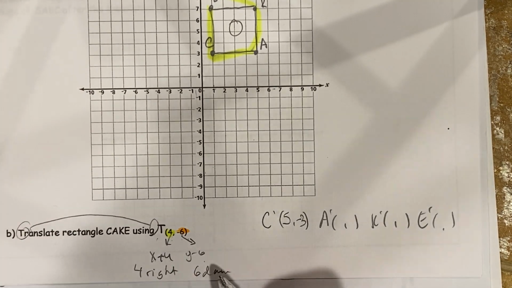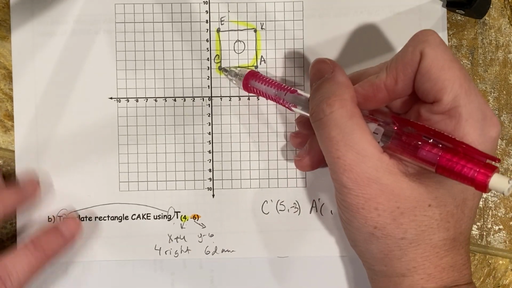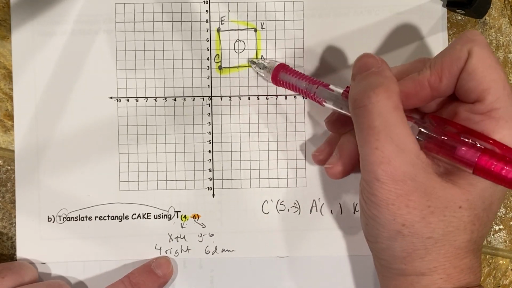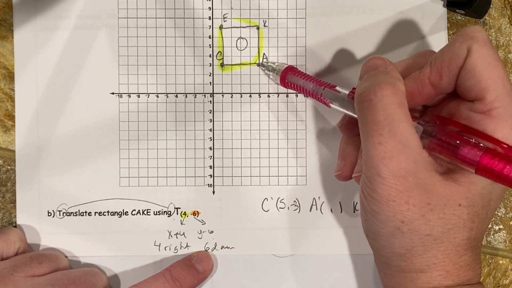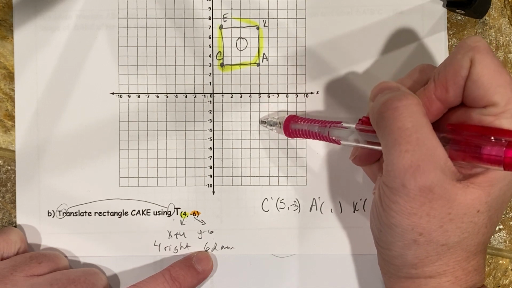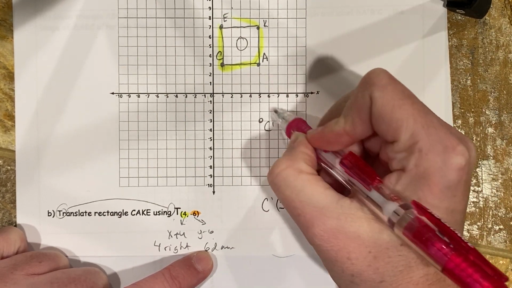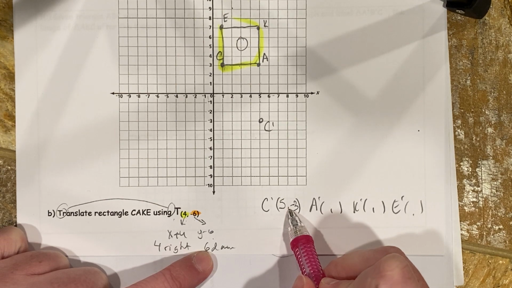So let's see if we would get the same answer if we actually moved what we said we were going to move. So let's see if we take C and we go 4 to the right. 1, 2, 3, 4. 6 down. 1, 2, 3, 4, 5, 6. We get 5, -3. The same thing we would get here.